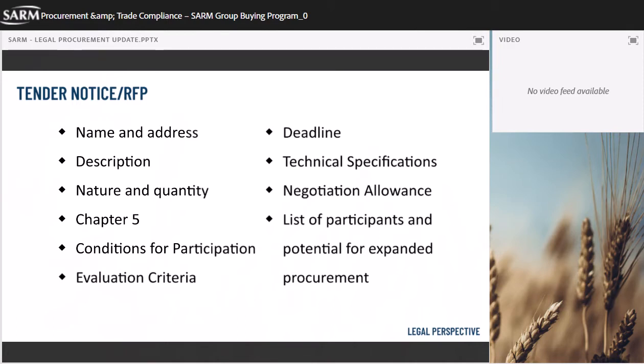So what we do as a buying group is list the procuring entities that are members of SARM, and then also note the potential for future additions within the region.